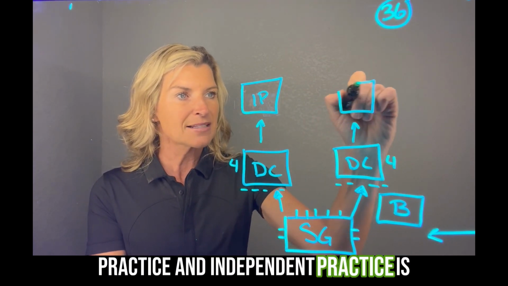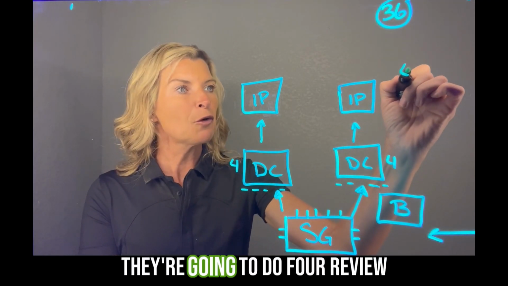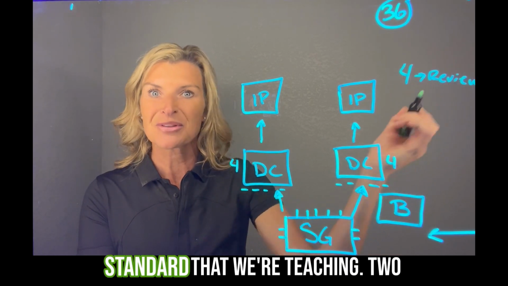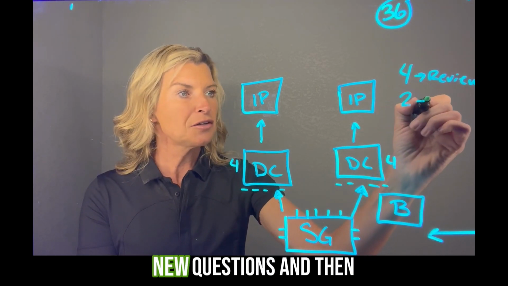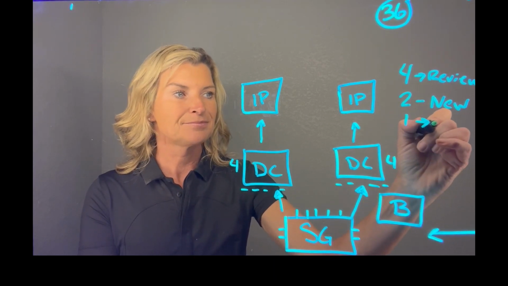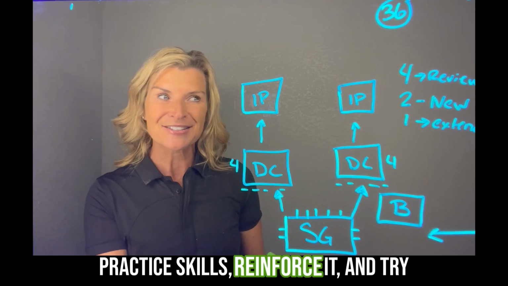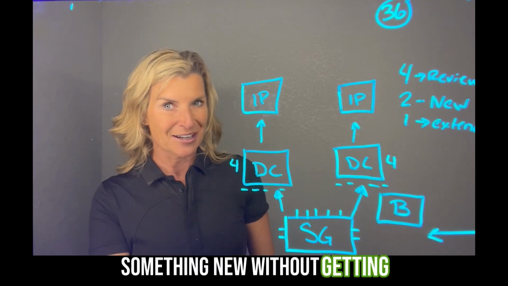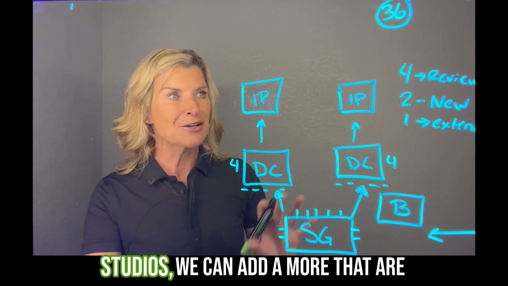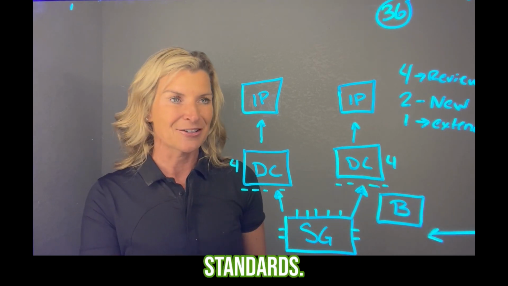Independent practice is where they are going to be doing, you ready for this? Yes. They're going to do 4 review questions that are tied to the standard that we're teaching, 2 new questions, and then 1 extended. The 4-2-1 process allows the students to practice skills, reinforce them, and try something new without getting frustrated. Again, this is just for the beginning, and as we grow into the studios, we can add in more problems that are tied to the standards.